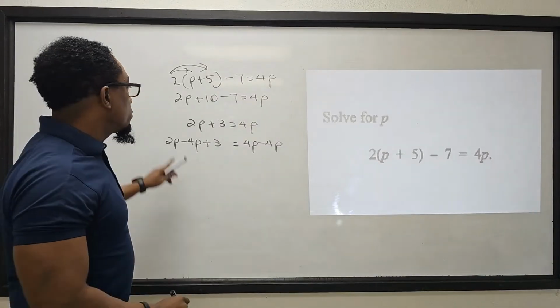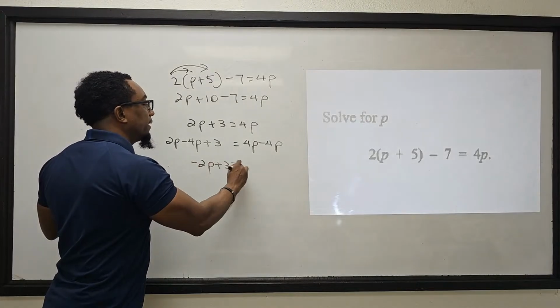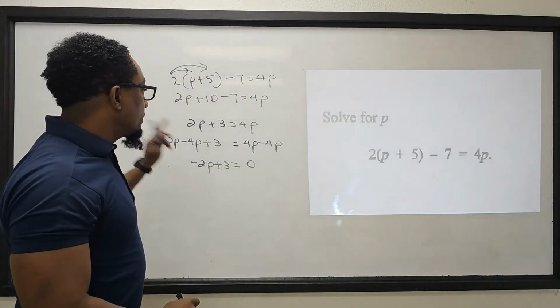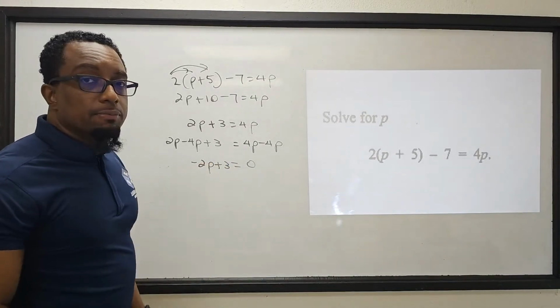So I'm going to get here 2P subtract 4P. It's negative 2P plus 3. 4P minus 4P is 0. And now to get P by itself, I'm going to remove positive 3 and negative 2.